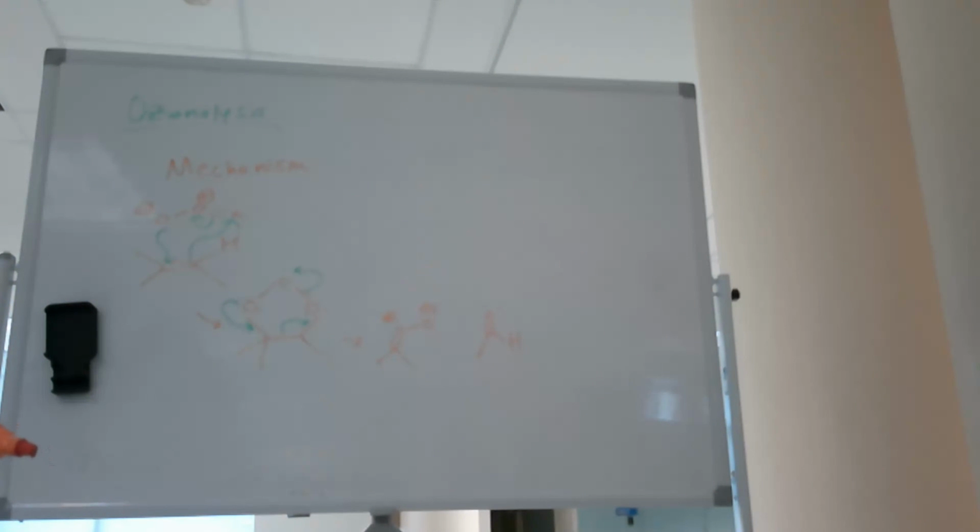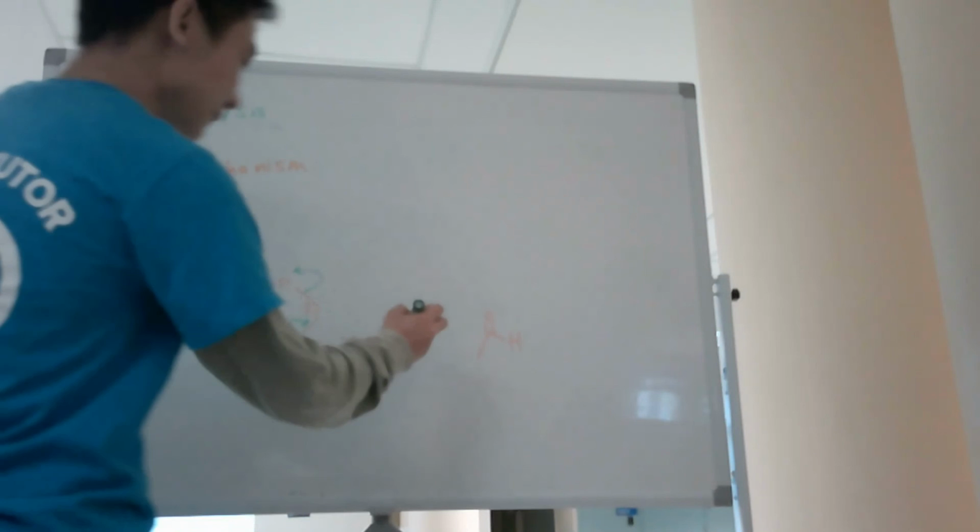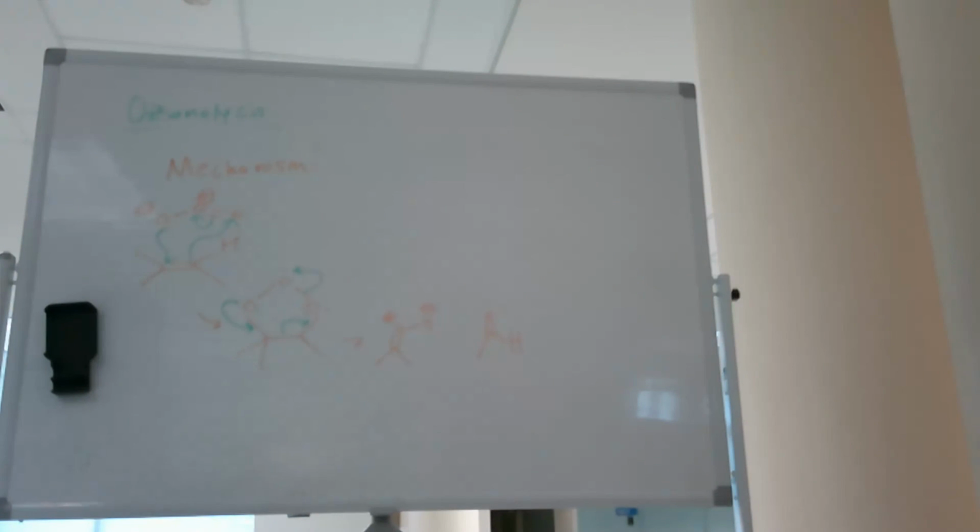And you see how here these groups are trans to each other? That means they'll have to be on the opposite side, so they remain trans. If it's cis, then it will have to be cis as well. Those groups will be anti to each other.